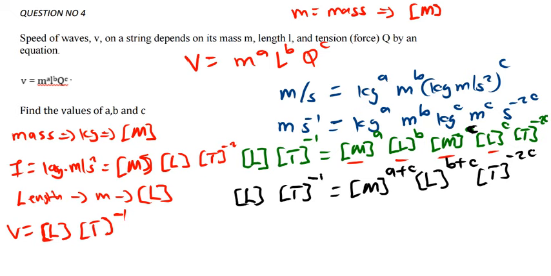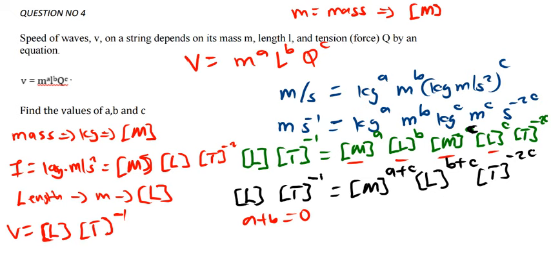After reaching this point, what you do is compare the powers. We want to find the values of a, b, and c. You compare the powers on the left hand side and the right hand side. The one having m, we don't have anything having m on the left hand side. We don't have anything having l. So therefore, a plus b will be equal to 0. This is the same as m to the power 0. Any number to the power 0 is just 1. So that's why we don't have anything.